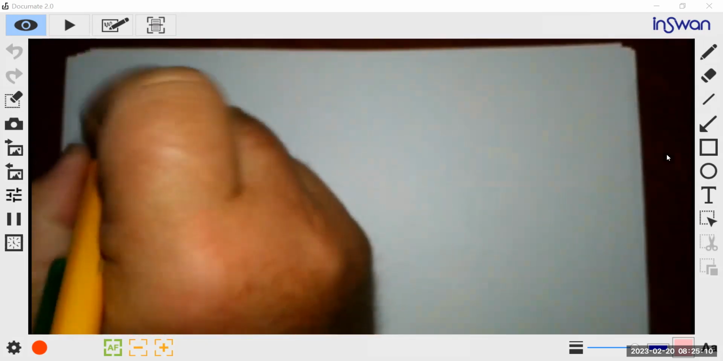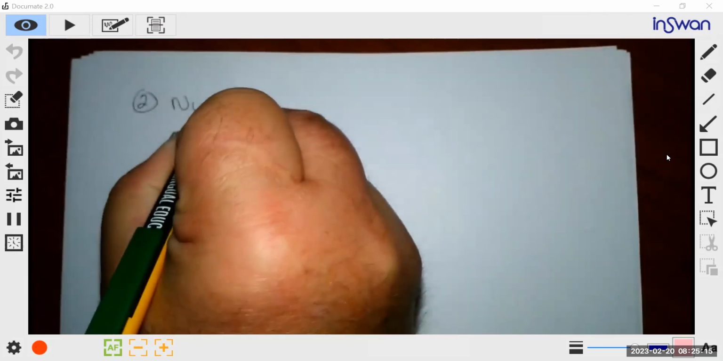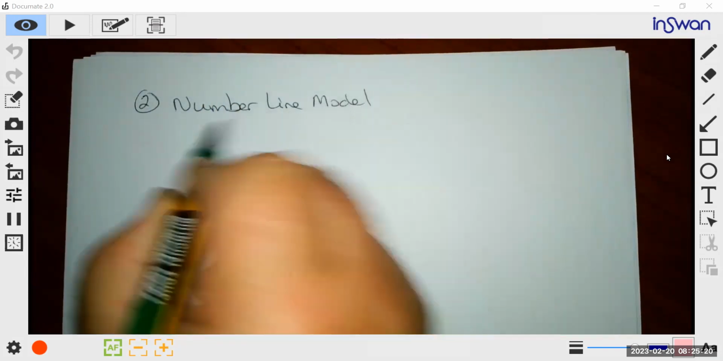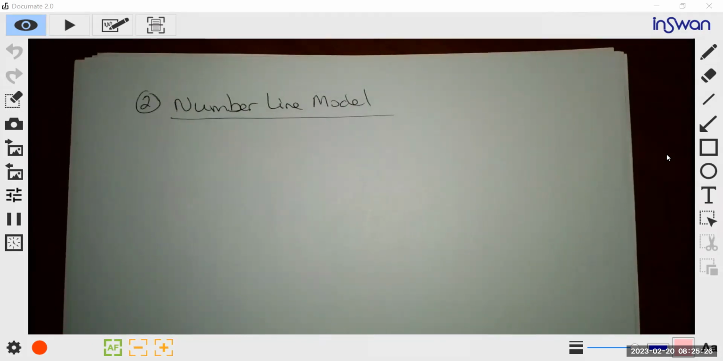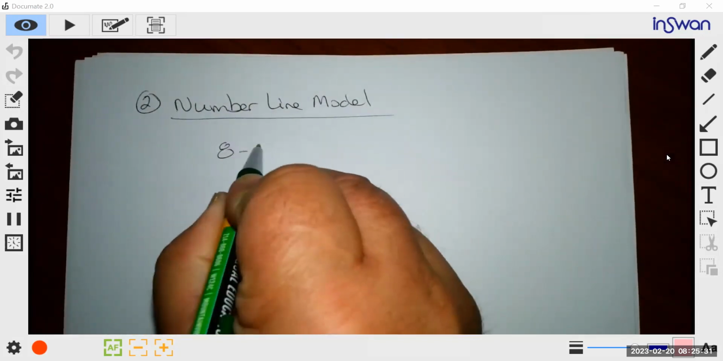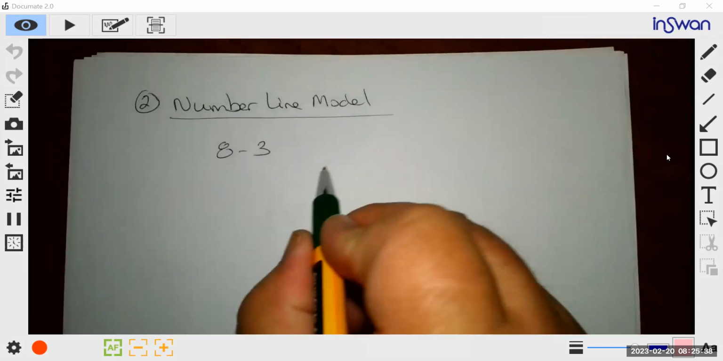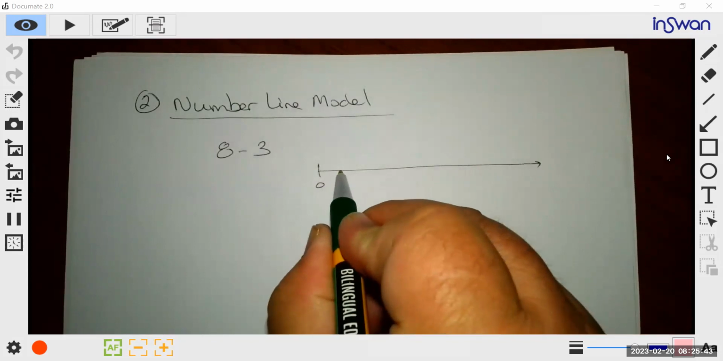The second model is the number line model. So let's do something small for right now. So we start with a number line. And we start with whole numbers only.